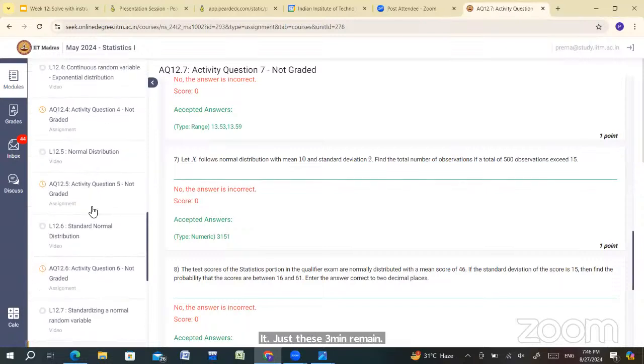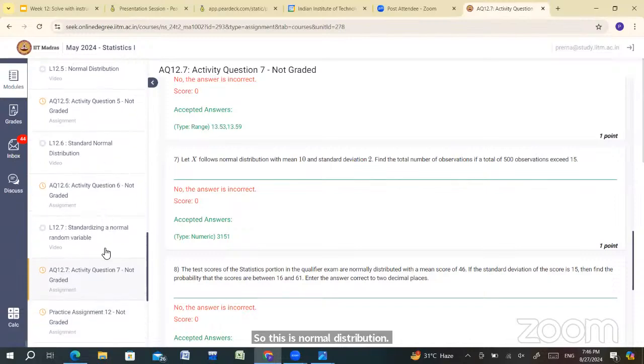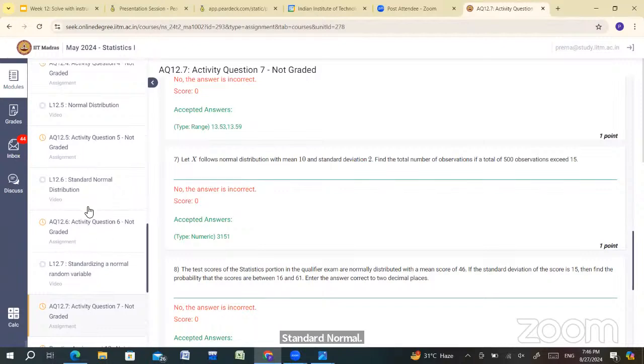12.5. So this is normal distribution, standard normal, standardized. So in 5, 6, 7, there is only normal distribution. Yes, ma'am. There are some properties, some formulas, that it is following a bell-shaped curve, and how much percentage of the data it is covering between 1 standard deviation and 2 standard deviations. Okay, and some questions based on them are there, I think.